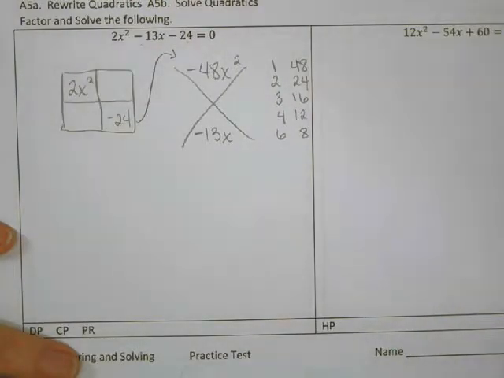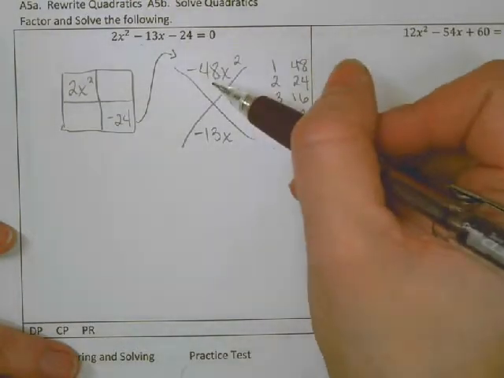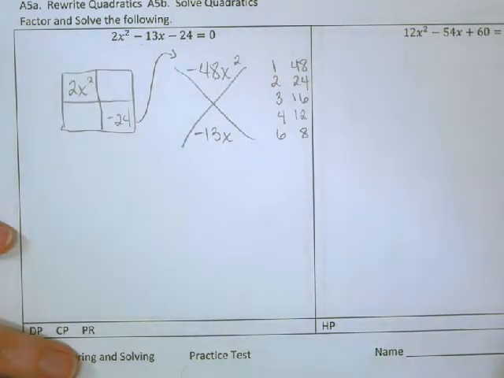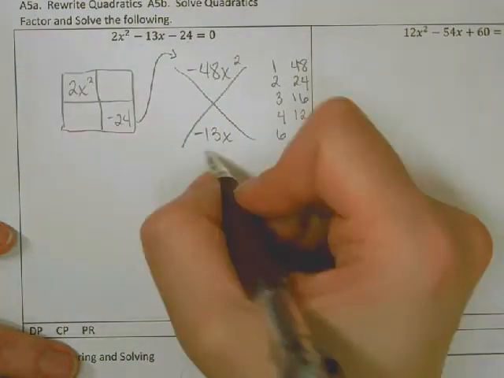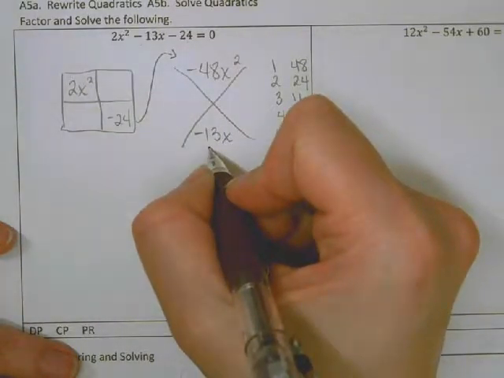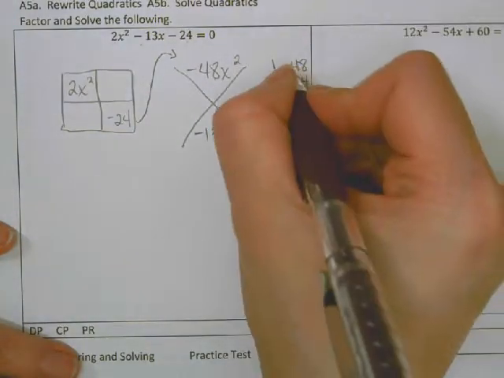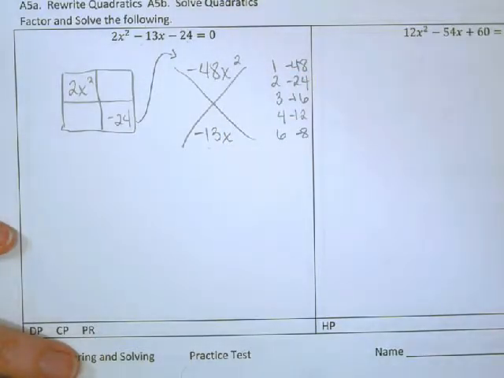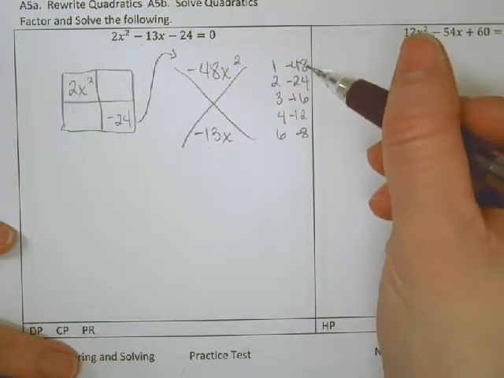Now, if I look at my cheat sheet, I know that if my top number is negative and my bottom number is negative, that means that only one of my side numbers is going to be negative. And because it has to turn out to be negative, then my bigger number, my bigger factor, is going to be the negative. So I need to look at what these pairs add up to.